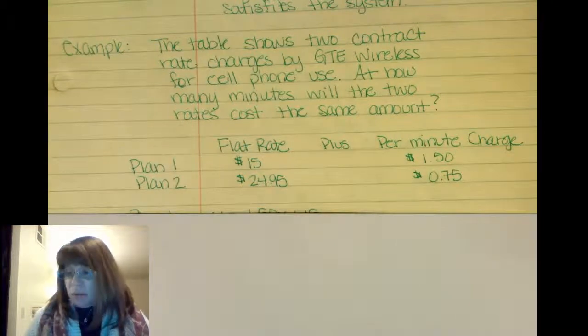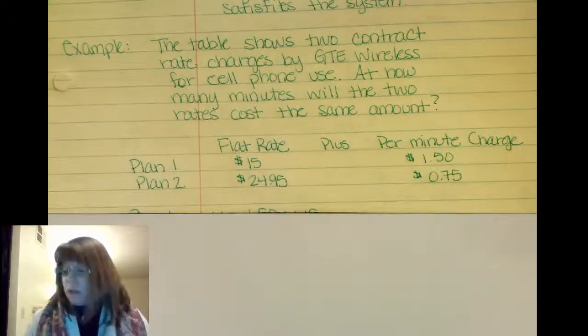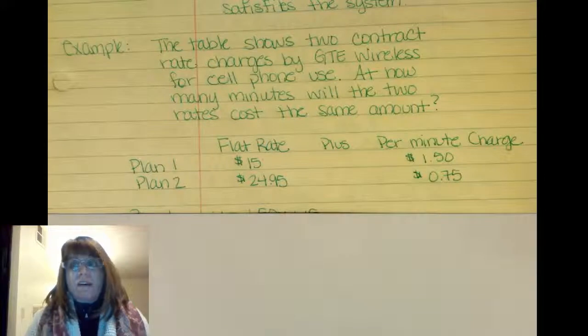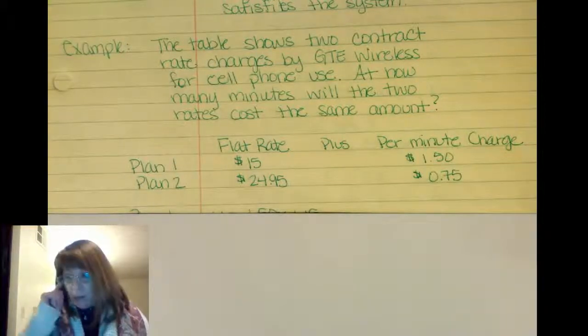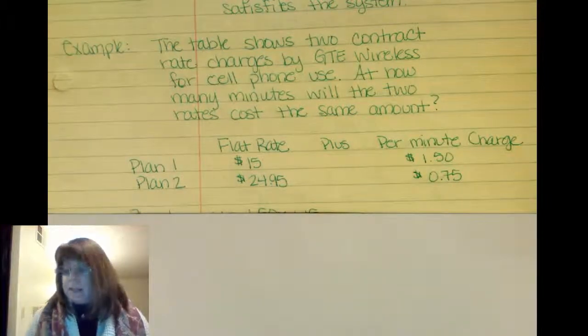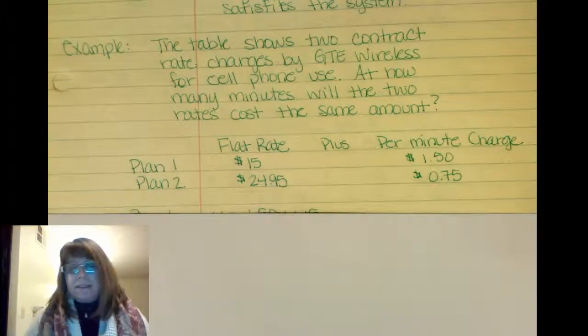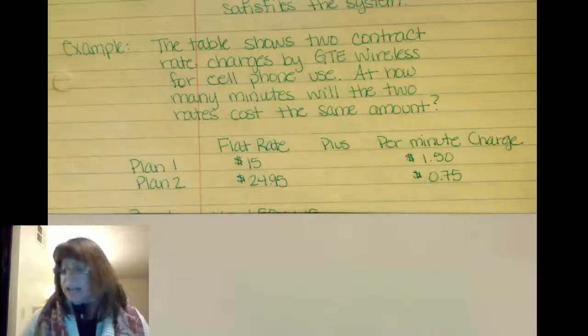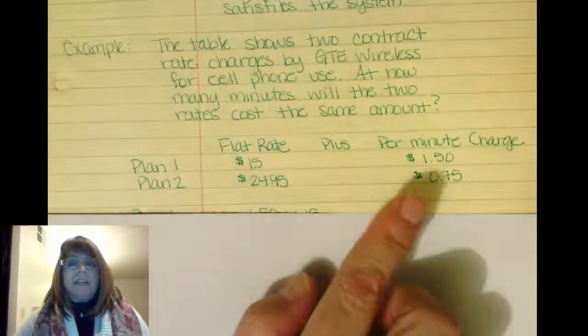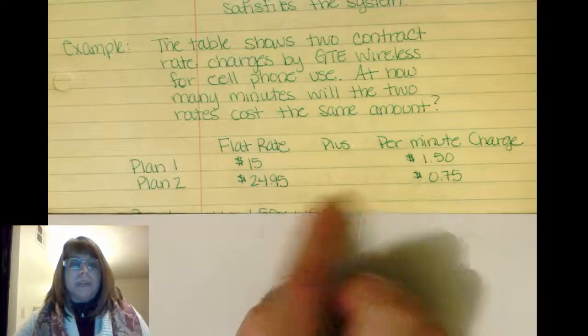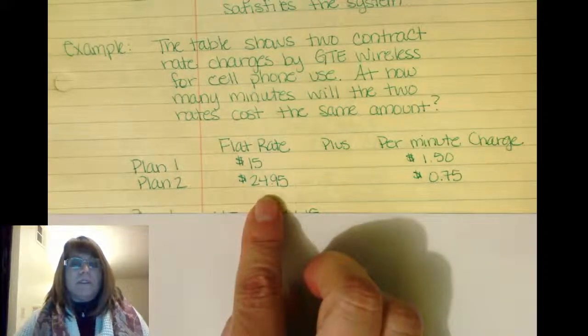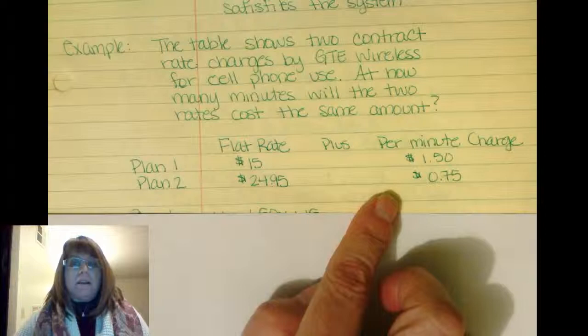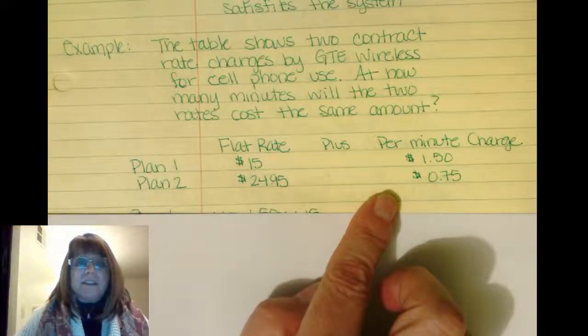You might be asking, when would I ever use systems of equations? Well, I can set up a system of equations and solve for a point in time where two related things equal one another. For example, let's say we have a cell phone and we have a choice of two plans. The first plan has a flat rate of $15, and then every minute that you chit-chat, it's $1.50. The second plan costs $24.95, and then for every minute you chit-chat, it's 75 cents.